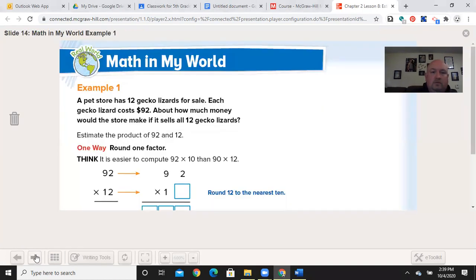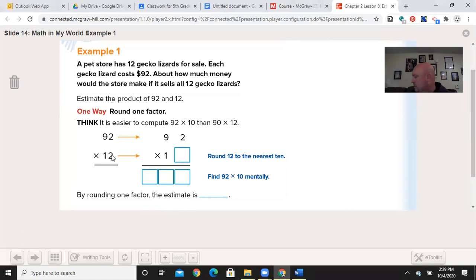All right, let's move on here to example basic. This will be found on page 125. This says lesson 8, estimate products. You may notice that we are getting closer to the end of this chapter. We'll be having our first quiz or our first test on this topic in a little over a week.